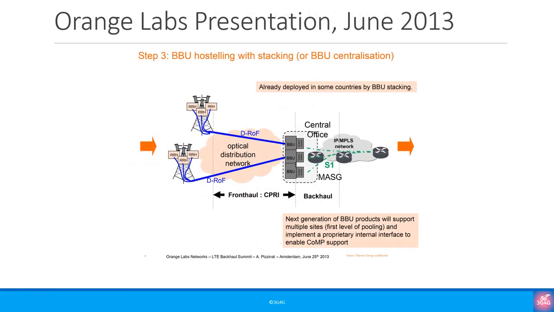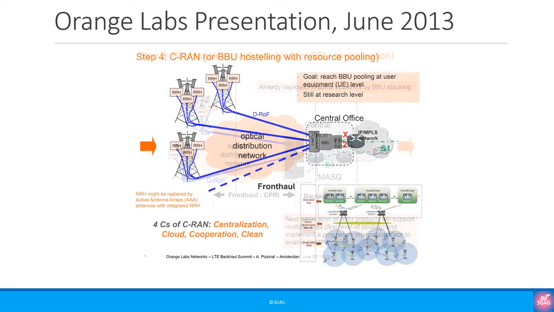This old presentation from Orange explains their approach towards CRAN. Step 1 and 2 is transitioning from traditional to contemporary base stations that we looked at in the start. Step 3 is the centralization of BBUs or BBU hosteling with stacking. Step 4 is the true centralization, which is achieved with resource pooling. To some extent, this can really be only efficiently done with cloudification of the RAN.